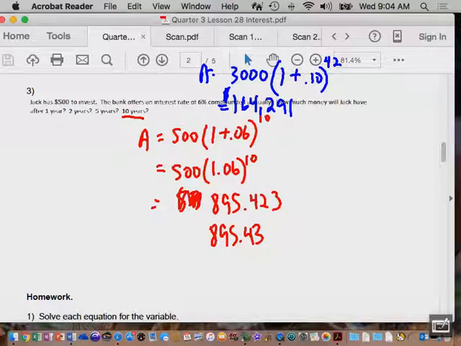All right? Tomorrow, we'll do a lot more work with compound interest. Today was getting your feet wet.